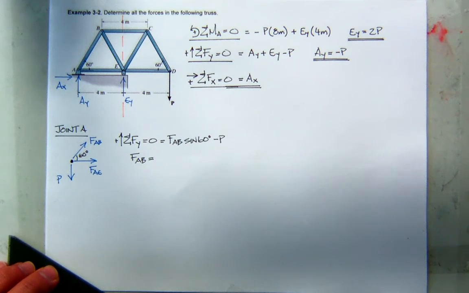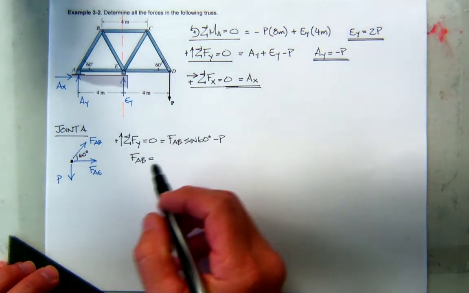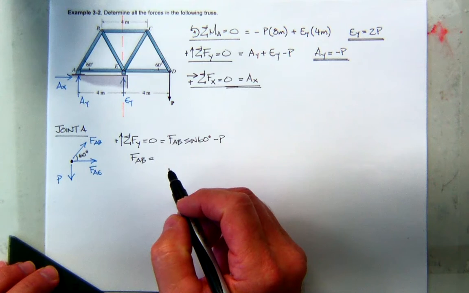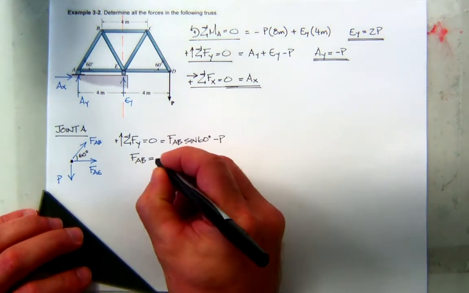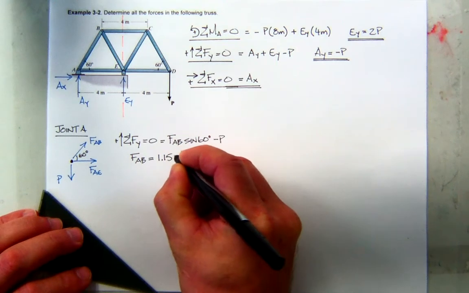Okay. Anybody get a number? 0.86. What is the answer for AB? It should be P, which, don't worry about P, just basically 1 divided by the sine of 60. What's that? Oh, I got you. 1.15. Anybody else get 1.15? Yes, 1.15P.